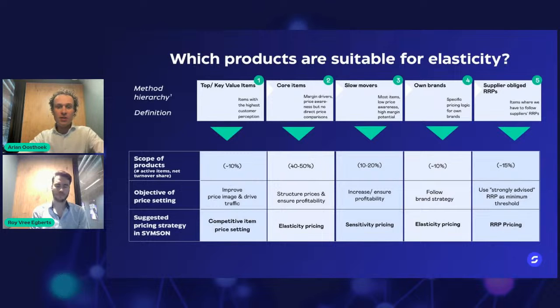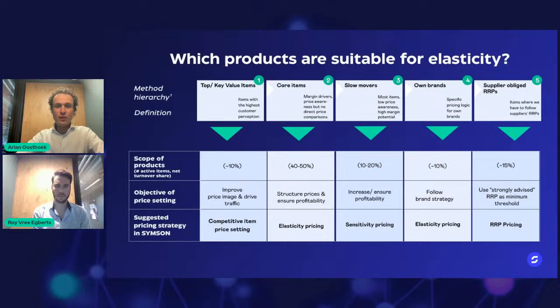Core items, based upon our experience, are the margin drivers. They have less price perception, but they actually drive the quantity and also the margin into your company. Based upon our experience, we see a lot of room for experimentation there for elasticity pricing.